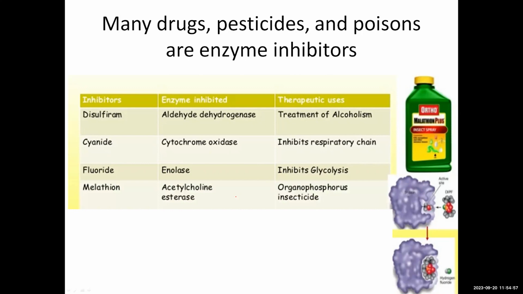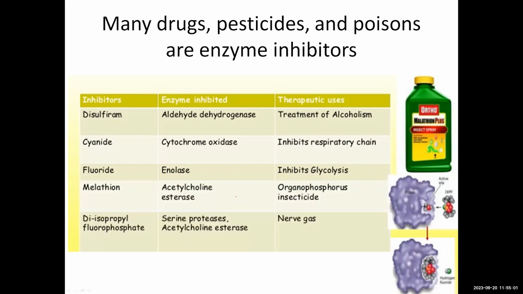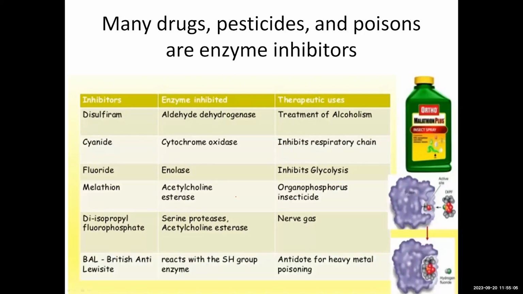Malathion is a popular pesticide, which is also an enzyme inhibitor. Nerve gas is also an enzyme inhibitor. And the antidote for heavy metal poisoning is an enzyme inhibitor too. So understanding how enzymes work, when they work, and where they work can help you control them. And oftentimes we can take advantage of this to treat different diseases or control pests.